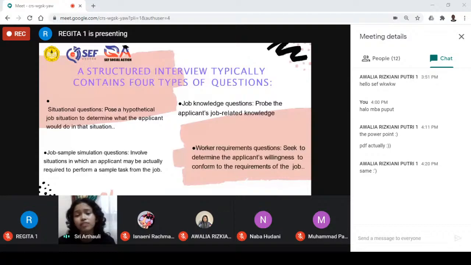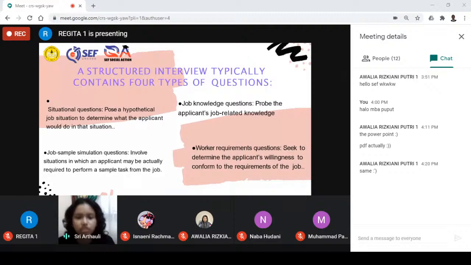And then the second one is job knowledge question. Prompt the applicant's job related to the knowledge. So the purpose of this second structure is to know how... jadi di struktur yang kedua ini dikatakan pertanyaan seputar pengetahuan teman-teman dari pekerjaan tersebut. Jadi ya tujuannya supaya si interviewer ini tahu seberapa pintar teman-teman ini mengenai pekerjaan yang teman-teman apply, yang pekerjaan teman-teman lamar.